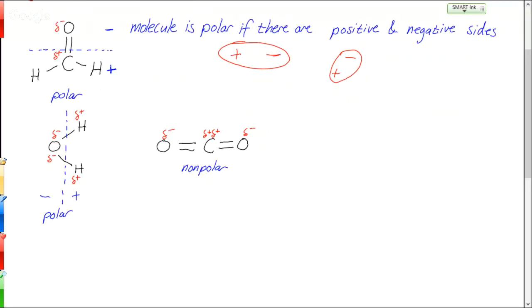So the last thing here, the last electronegative, get the plus. Mm-hmm. Right.